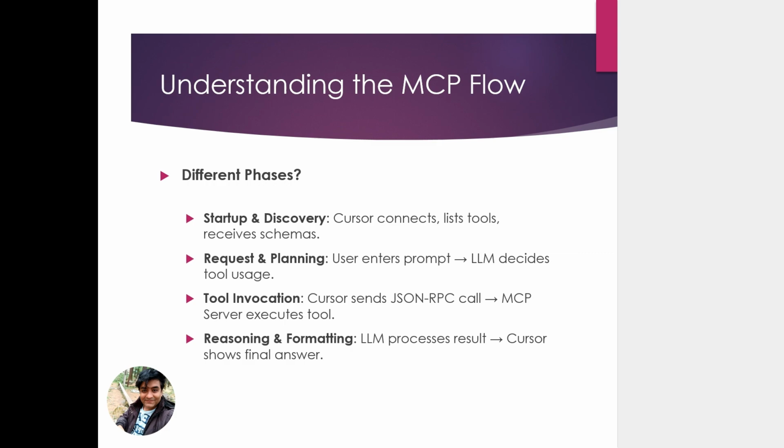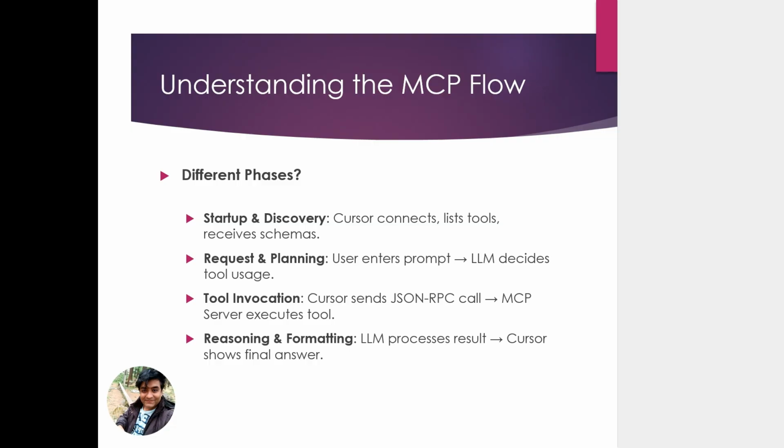So there are four different phases associated when the MCP server is getting executed from any of the AI tools. The first phase is startup and discovery. We are taking the example of Cursor. Cursor connects, discovers and lists the tools, and receives the schemas. The second phase is request and planning. For example, the user enters the prompt, that is, the LLM associated with the AI tool, and the LLM decides the tool usage, which tool to actually use.